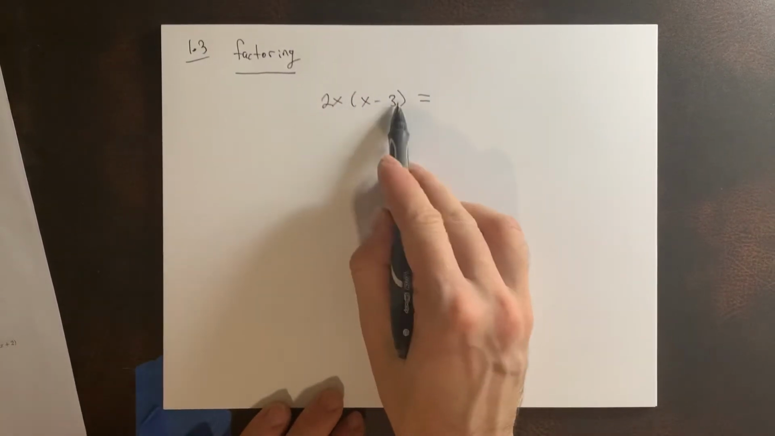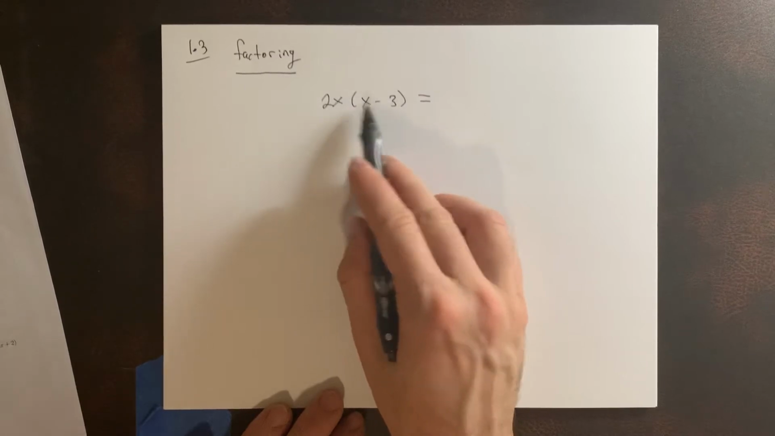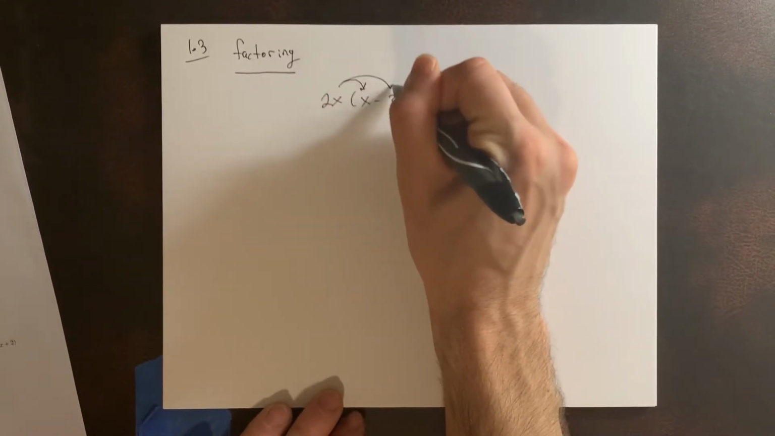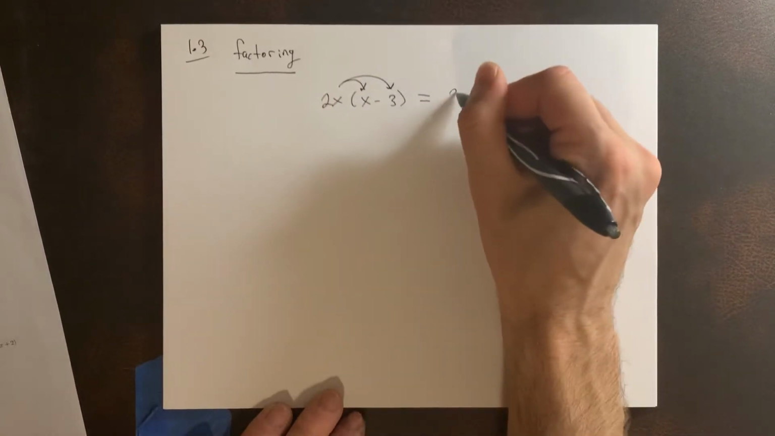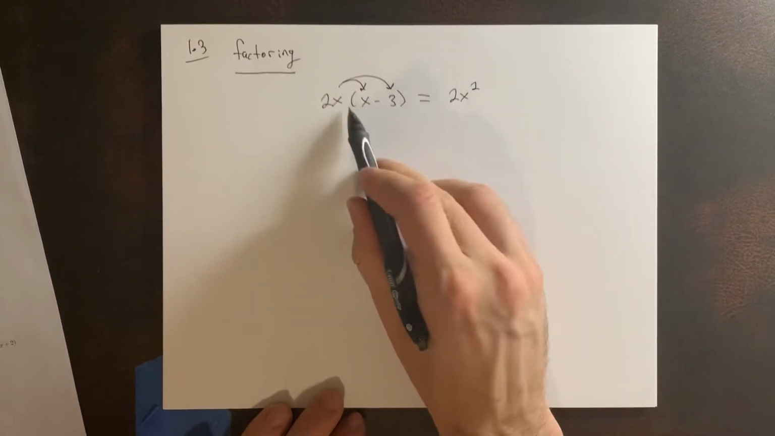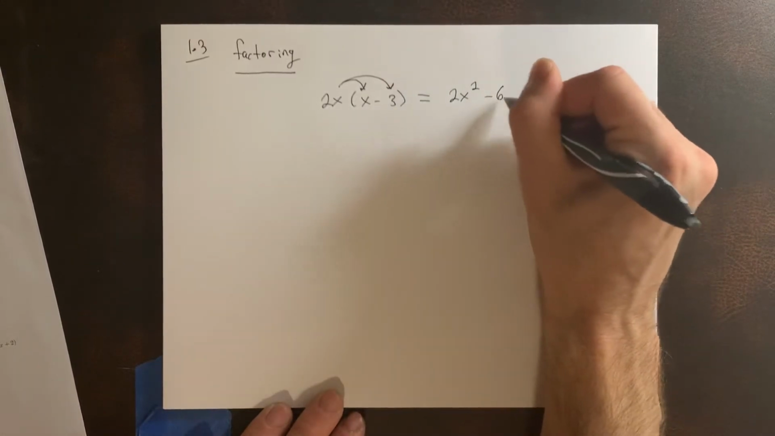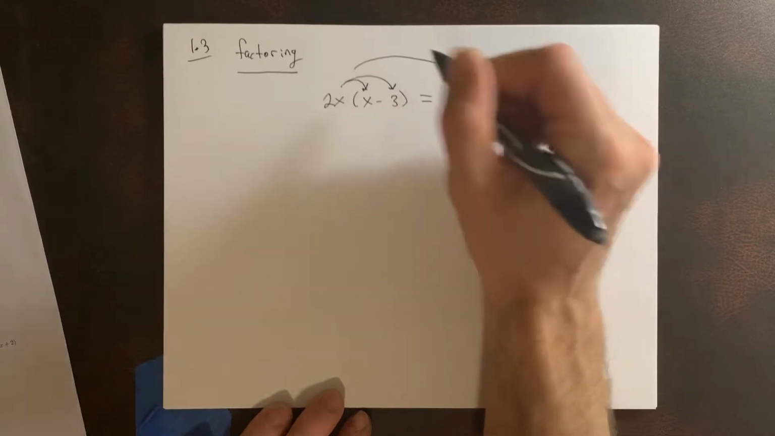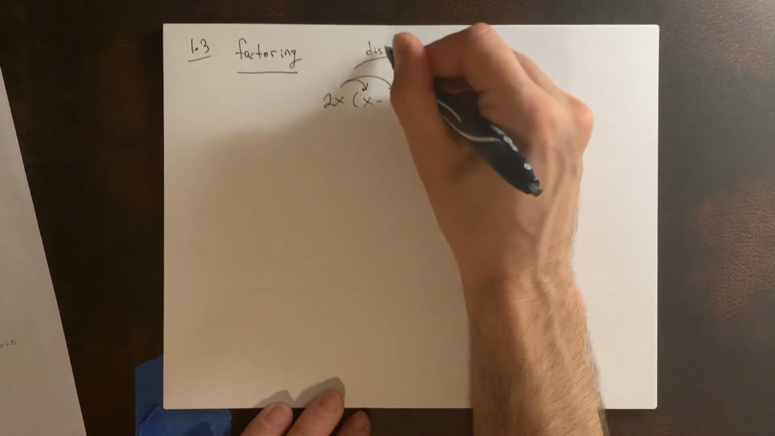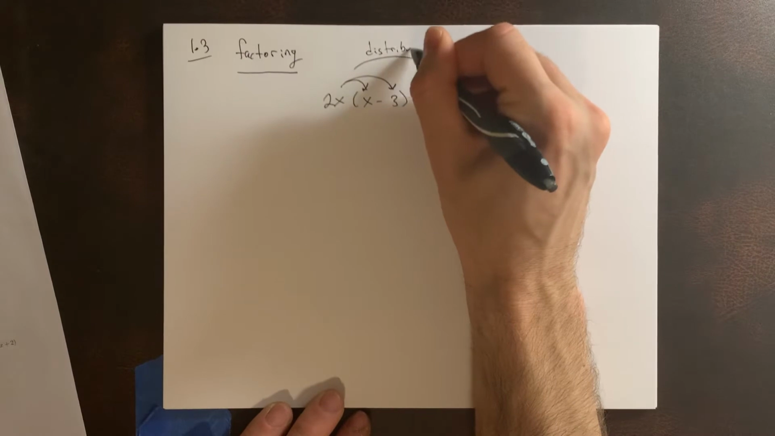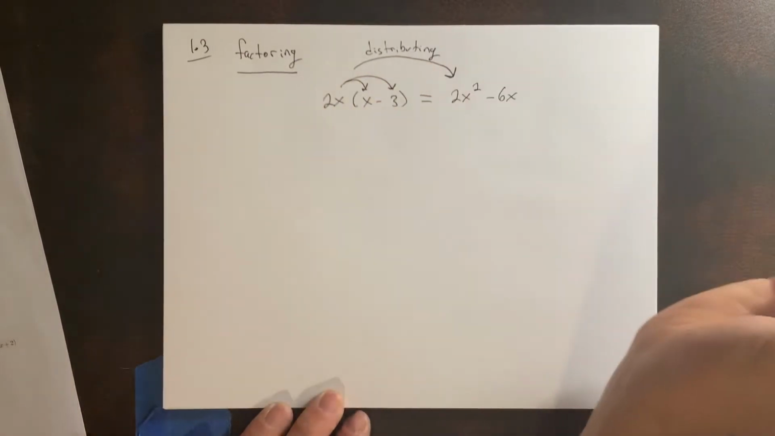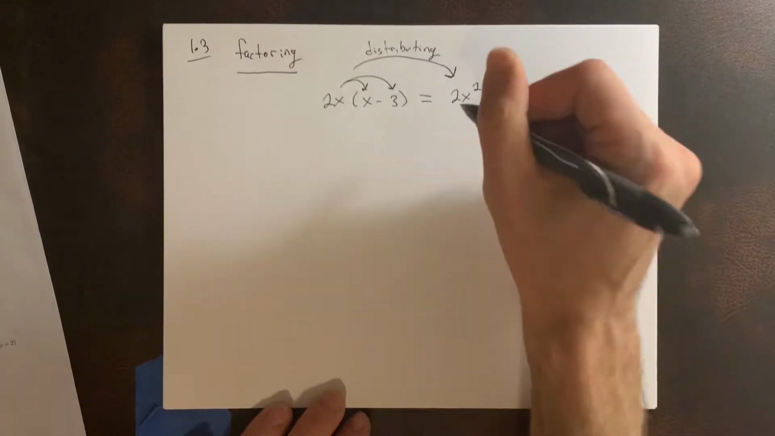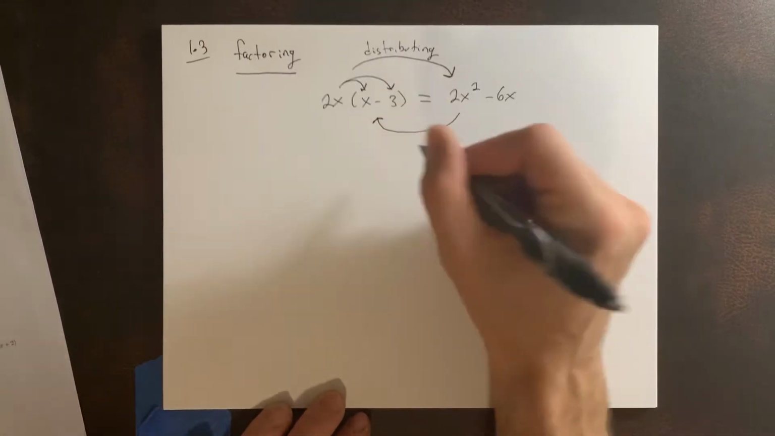We can FOIL this out or distribute the 2x throughout here. So the 2x goes to the x, the 2x goes to the minus 3, so we get 2x times x, which is 2x squared. 2x times minus 3 is minus 6x. And so what this whole process was, moving from this side to this side, this is just distributing. But we can also go from this side back into this form over here. And then moving in this direction, this is going to be factoring.